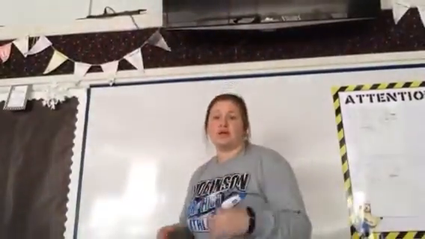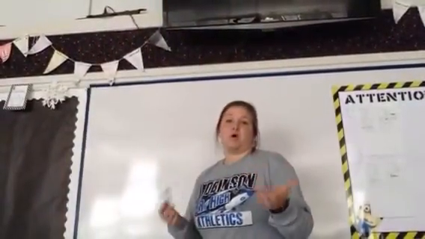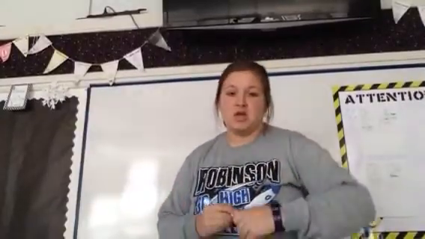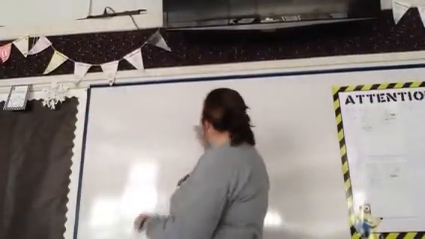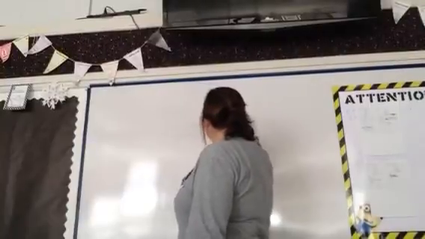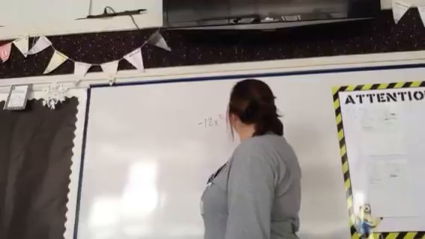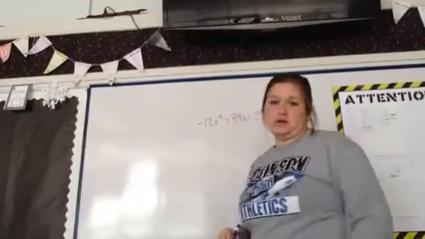Hey, we're here talking about quadratics, solving them. One way we can solve them is by factoring. So here's our first example. We have negative 12x squared is equal to 34x minus 28 here.